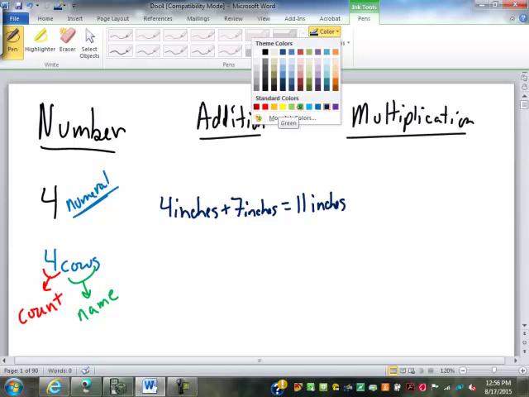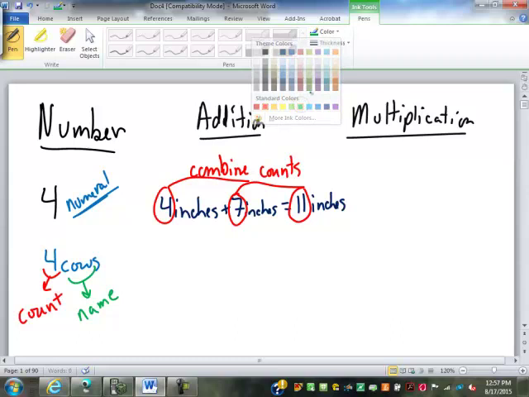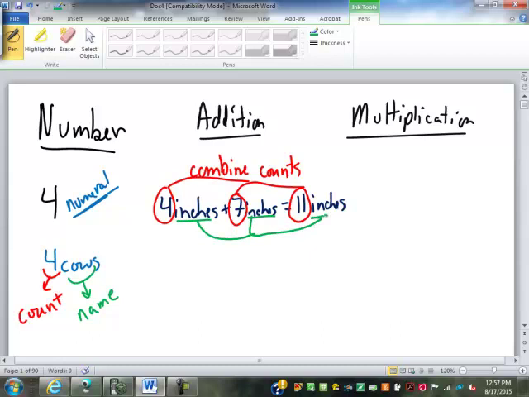Not a terribly tough problem, but let's look at what happened in terms of our count and our name. So we have our counts, our 4 and our 7. What happened to those? Well, we combined them to make 11, right? So we combined our counts. Let's look at the names. We had inches, and it became inches. It just stayed the same. We ended up keeping the same name. So when we add numbers, we combine the counts and we keep the same name.